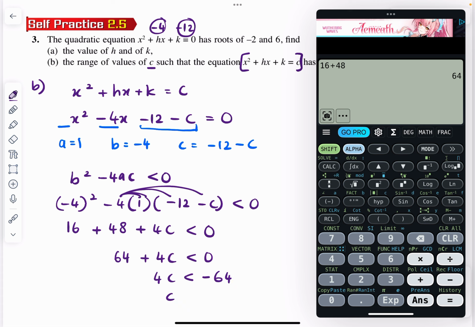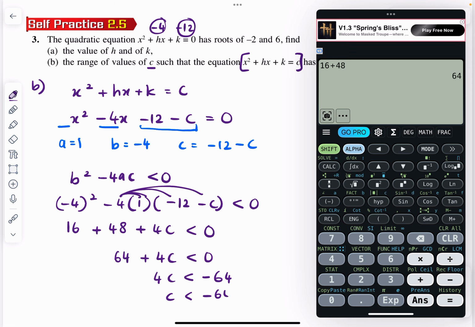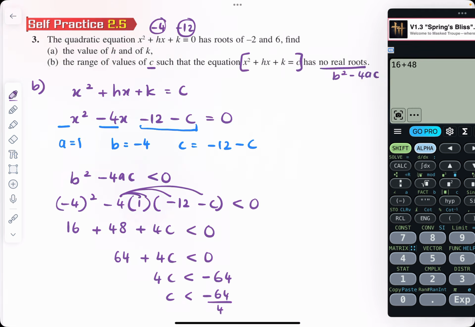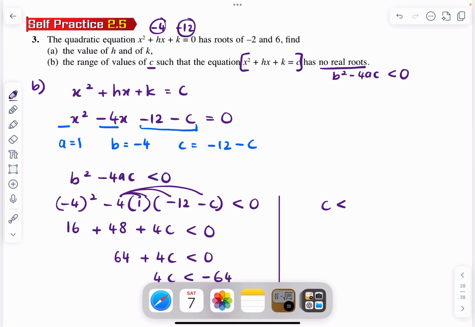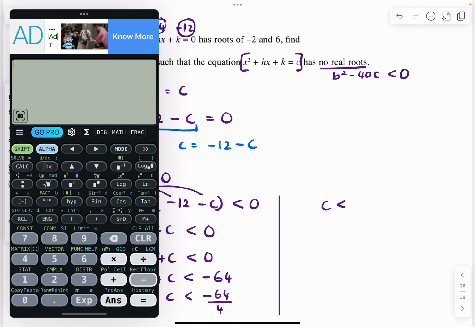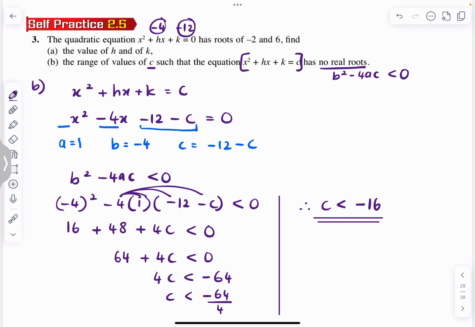Therefore, c is less than -64 divided by 4, which is -16. -64 divided by 4 is -16. So range of c will be less than -16. That's it.